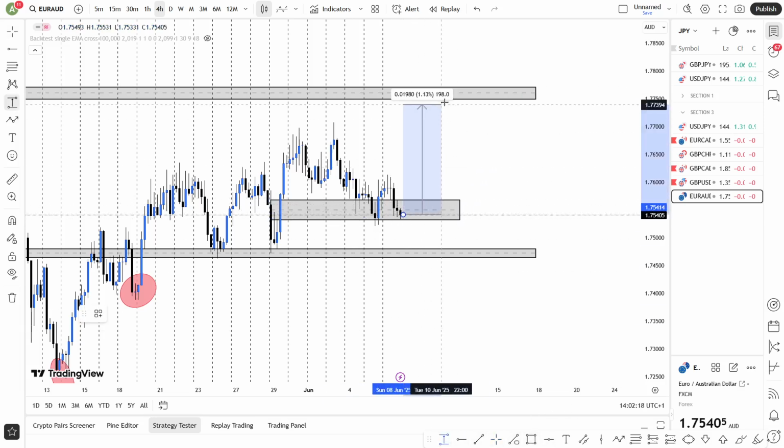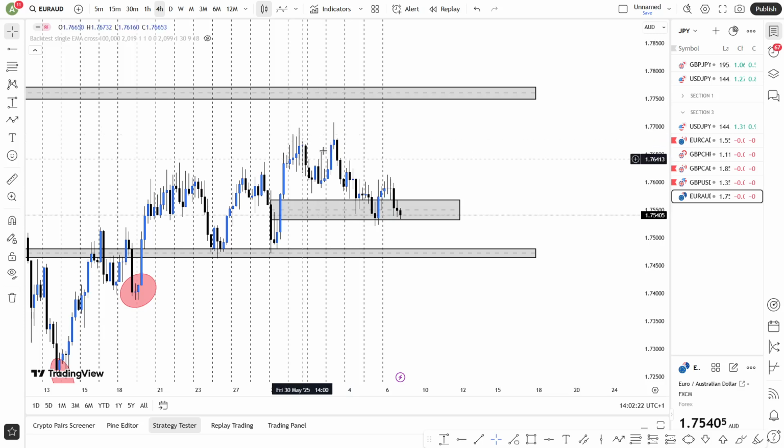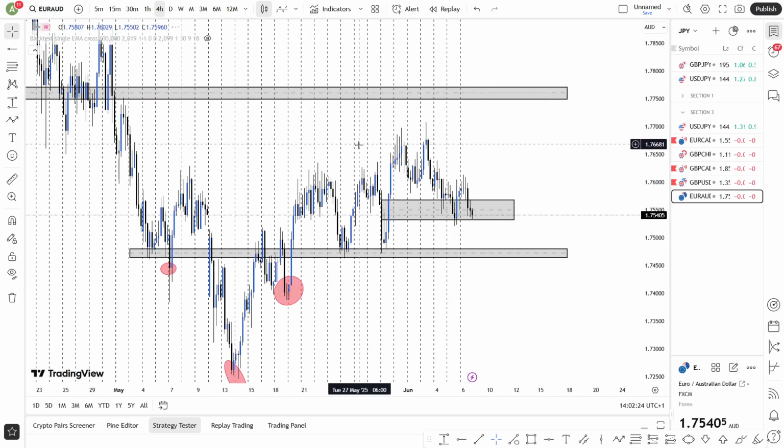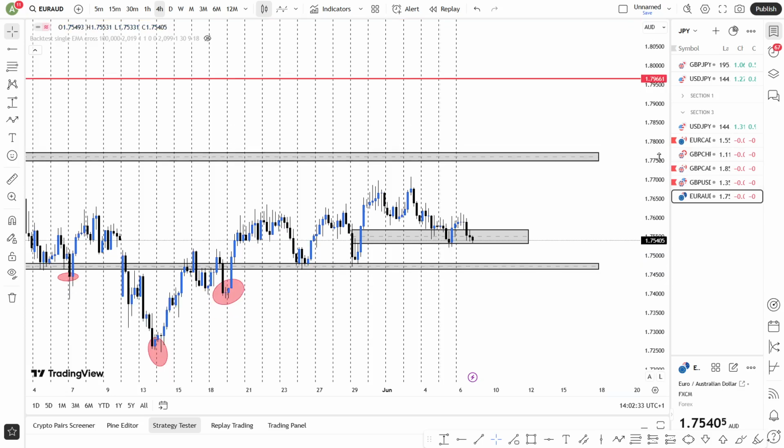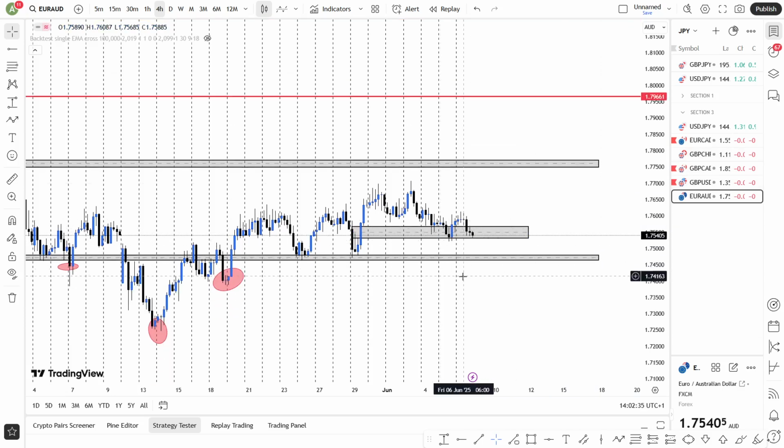We might see a continuation to the upside on Monday, taking all these highs here. My bias for Euro AUD is either price comes to break this low. Once price breaks this low here, I'm looking for a down candle to sell. Once price breaks below this, now we're looking down.